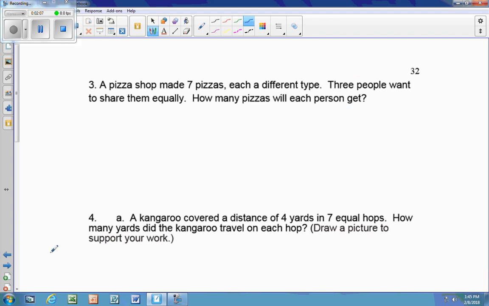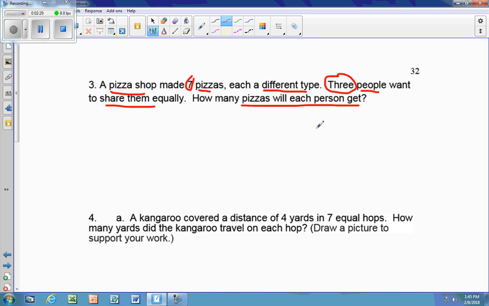Next, we have more where we're moving even deeper and we're doing word problems. So now we're going to go through. We have a pizza shop that made 7 pizzas, each a different type. 3, even though it's written in words, it's still a number. 3 people want to share them equally. How many pizzas will each person get?